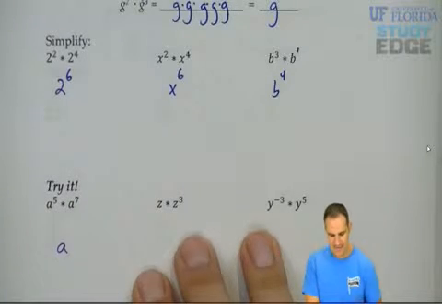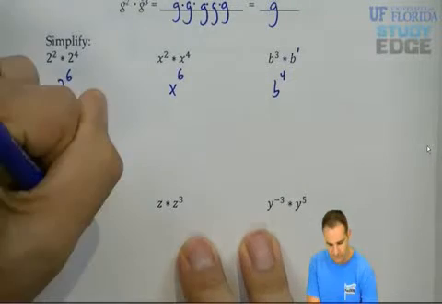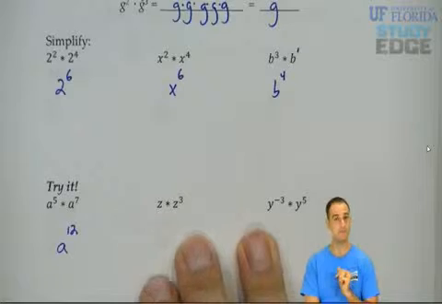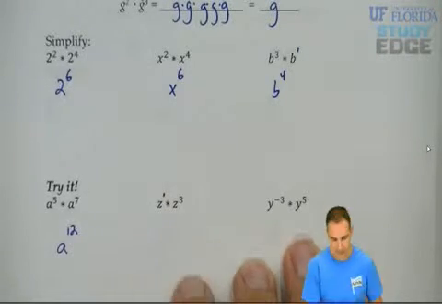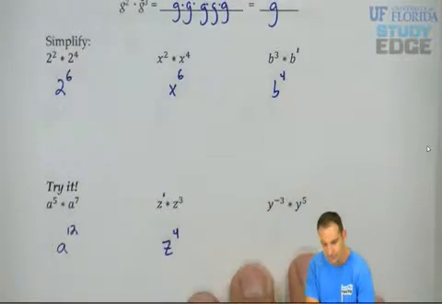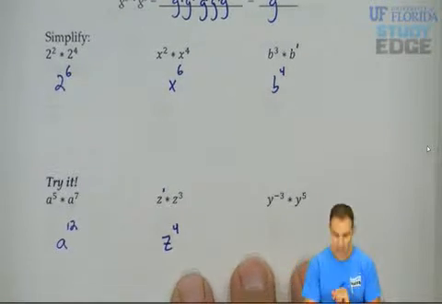A to the 5th times a to the 7th, 5 plus 7 will give you a to the 12th power. Z to the 1st times z cubed will give you z to the fourth, and that is the answer.